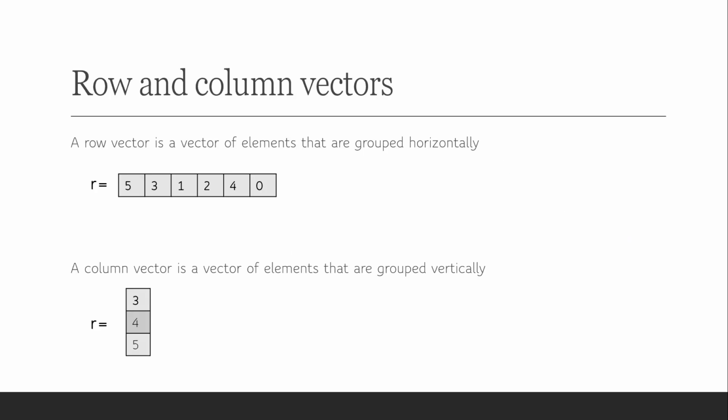Now, before we leave vectors, there are 2 types of vectors. The first type is called a row vector, in which the data are grouped horizontally, like this example. And there are column vectors, in which the data are grouped vertically, just like this example. If you know about linear algebra, this concept is going to be easy for you.